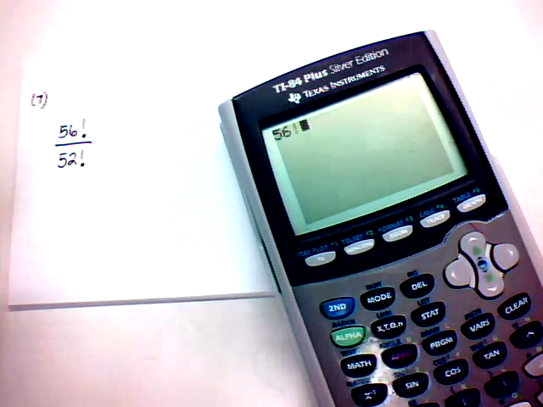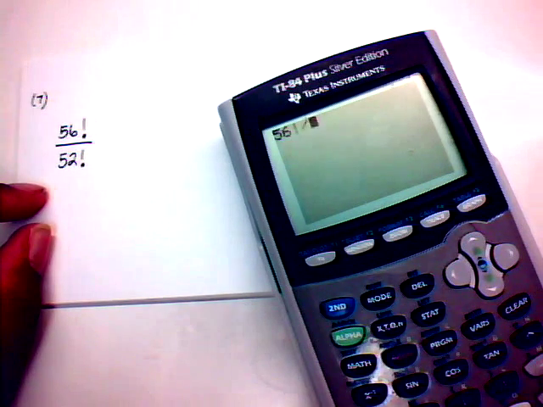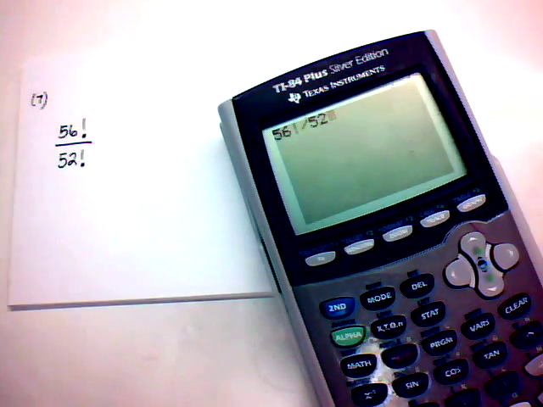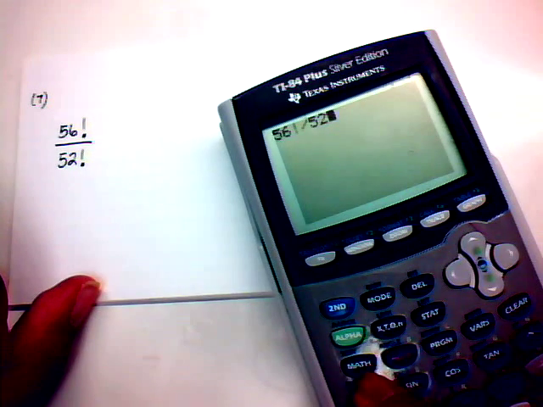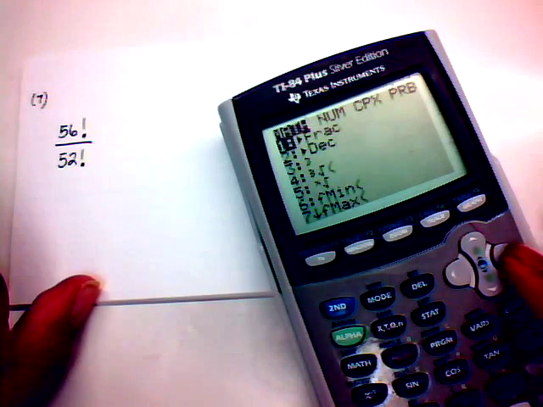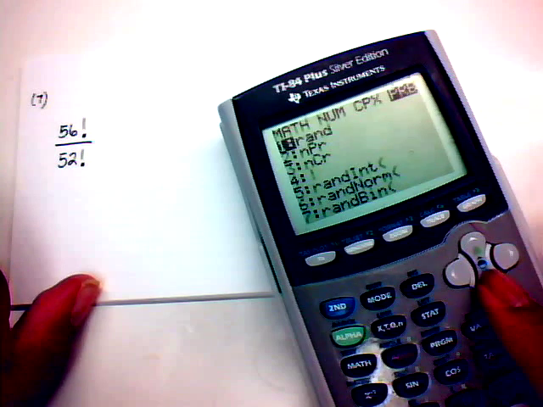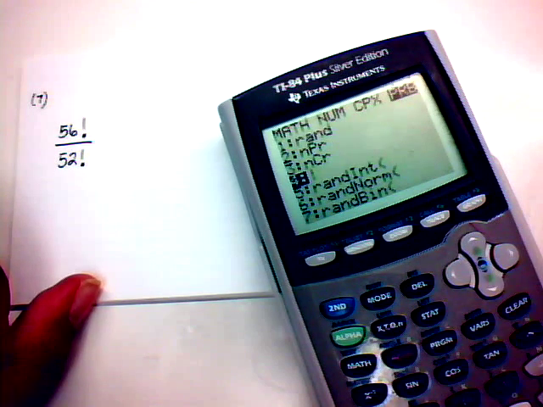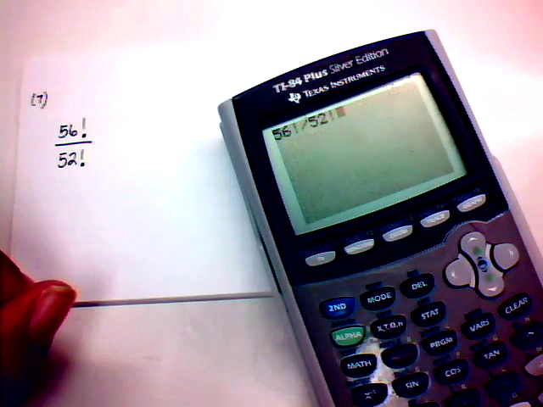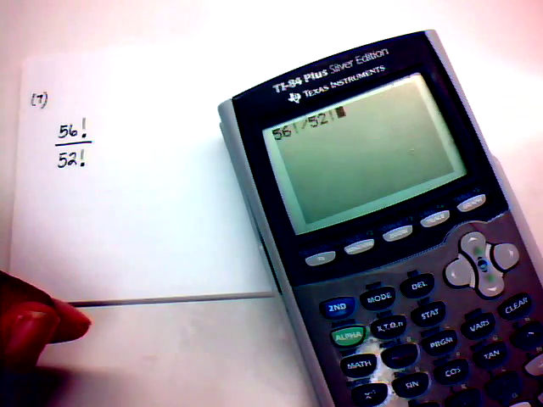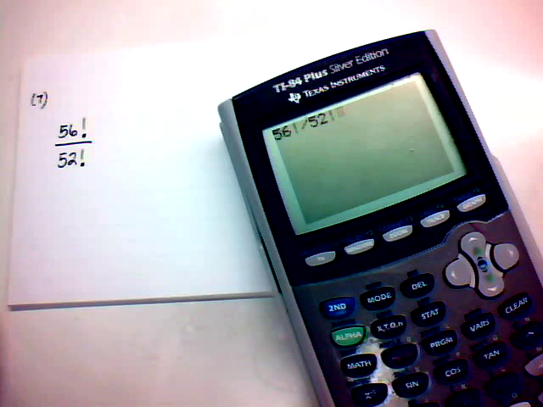So you'll have 56 factorial. This is divided by 52. Now again, we have a factorial symbol, so again we press this math button and then use your right arrow key for the PRB menu. Use your down arrow key for number 4, or press number 4 if you like, and then hit enter. And then finally, your screen should look like this: 56 factorial divided by 52 factorial. Then you'll hit enter. And in this case, your final answer will be 8,814,960.